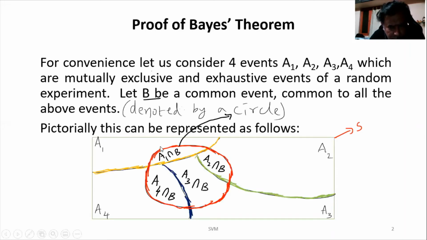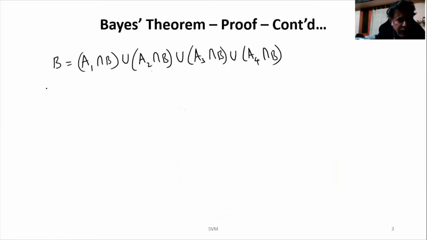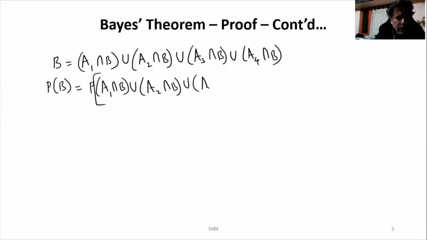If you look into this portion, that is A1 intersection B, it is disjoint with A2 intersection B. It is disjoint with A3 intersection B. It is disjoint with A4 intersection B. Means all these are disjoint sets, which means that these are all mutually exclusive events. So if I write it in terms of probability, I can write probability of B as probability of A1 intersection B union A2 intersection B union A3 intersection B union A4 intersection B.